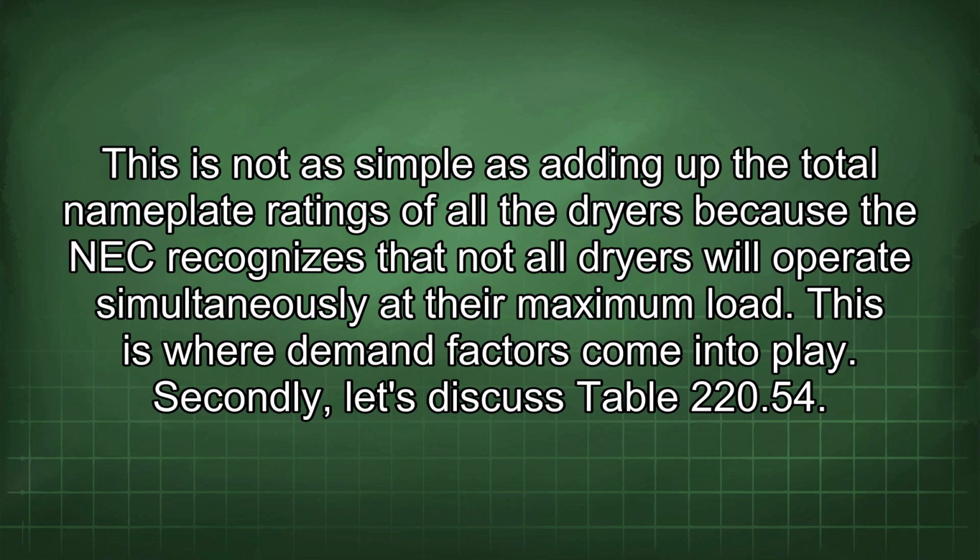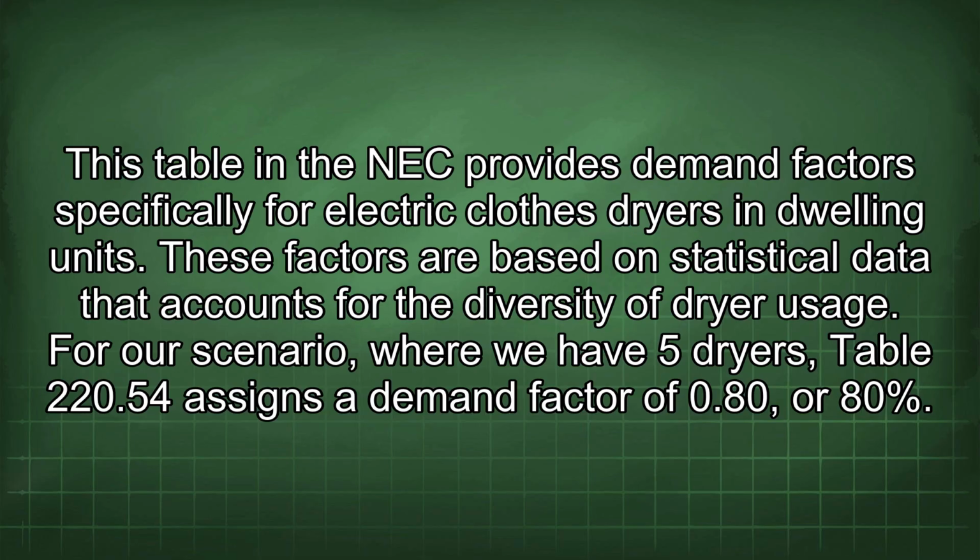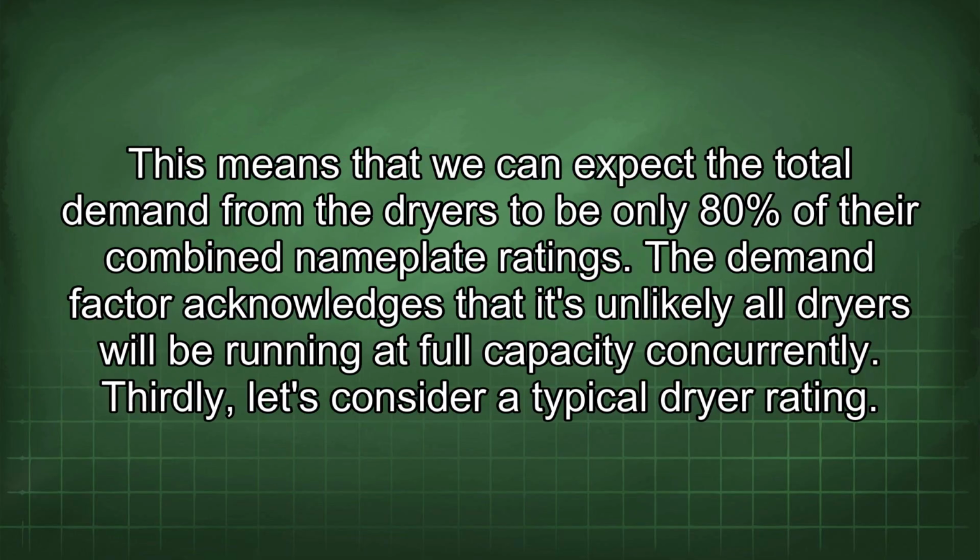Secondly, let's discuss Table 220.54. This table in the NEC provides demand factors specifically for electric clothes dryers and dwelling units. These factors are based on statistical data that accounts for the diversity of dryer usage. For our scenario, where we have 5 dryers, Table 220.54 assigns a demand factor of 0.80, or 80%. This means that we can expect the total demand from the dryers to be only 80% of their combined nameplate ratings. The demand factor acknowledges that it's unlikely all dryers will be running at full capacity concurrently.